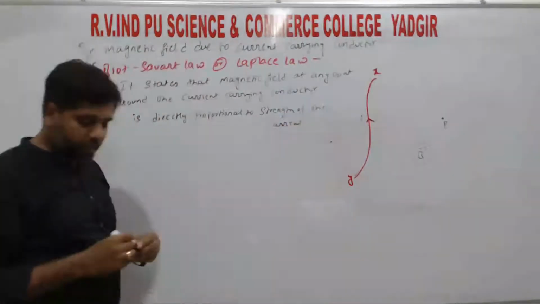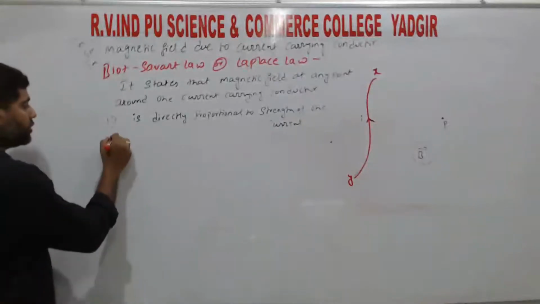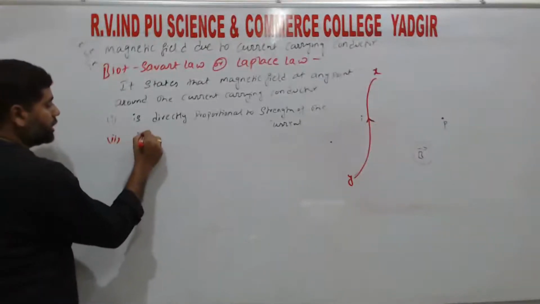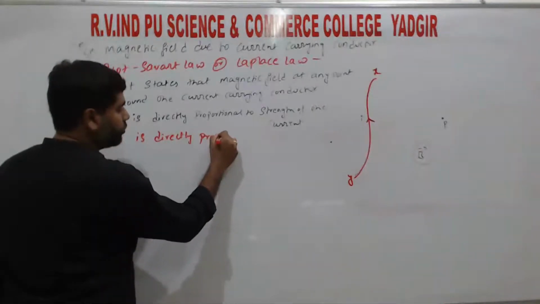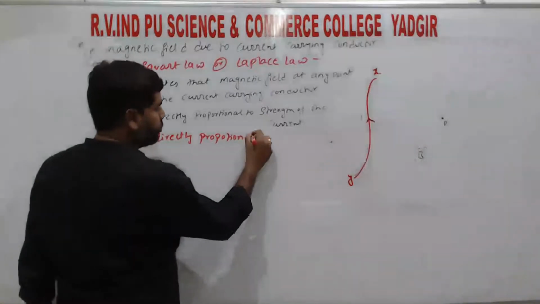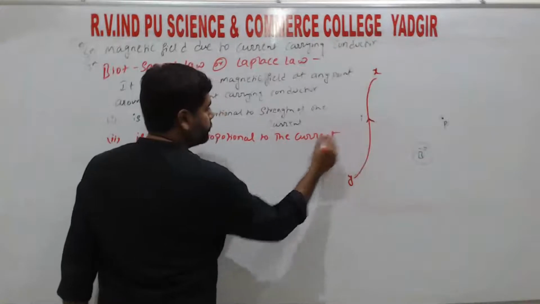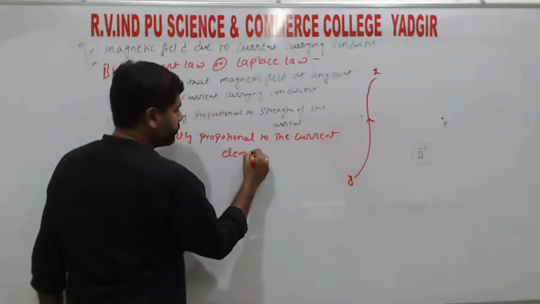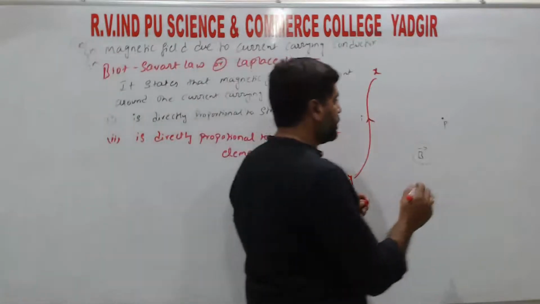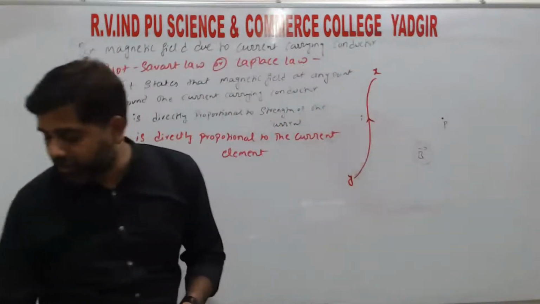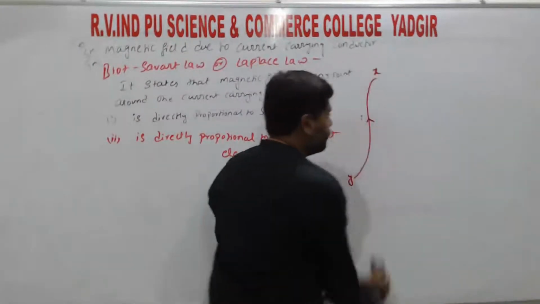So the first point is it is directly proportional to the strength of the current. So the second one is directly proportional to current element. So first point ಏನಿರುತ್ತೆ ಅಂದ್ರೆ ಯಾವುದೋ ಒಂದು ಪಾಯಿಂಟ್ ಅಲ್ಲಿ ನಾವು ಮ್ಯಾಗ್ನೆಟಿಕ್ ಫೀಲ್ಡ್ ನ ಫೈಂಡ್ ಔಟ್ ಮಾಡ್ತಾ ಇದೀವಿ ಅಂದ್ರೆ ಅಲ್ಲಿ ಮ್ಯಾಗ್ನೆಟಿಕ್ ಫೀಲ್ಡ್ is proportional to, right?